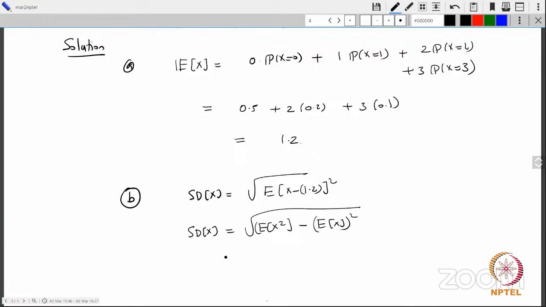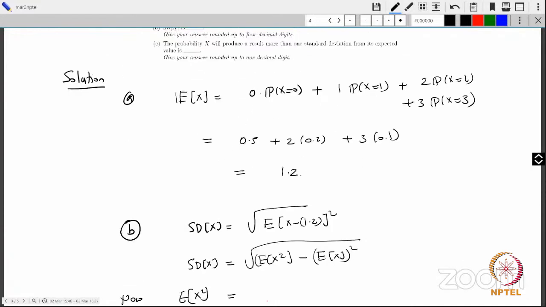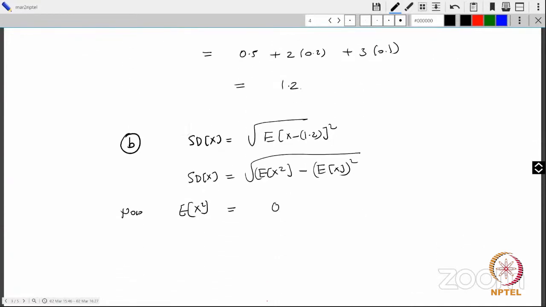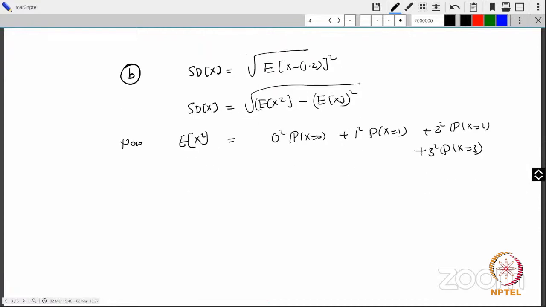So let's see. What you do is E of x squared is what now? X takes value 0, so 0 squared times the probability x equal to 0, plus 1 squared times probability x equal to 1, plus 2 squared times probability x equal to 2, plus 3 squared times probability x equal to 3. That's the answer. And then square root the E of x squared.